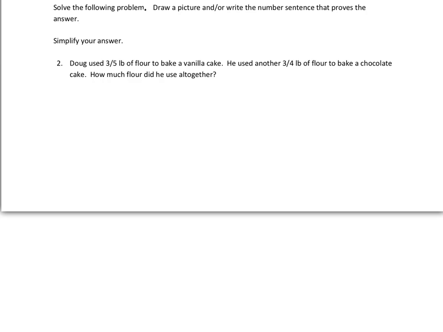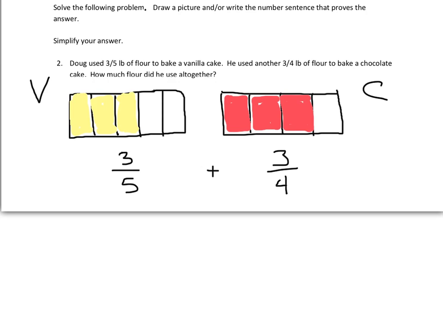We're going to start by drawing pictures for each of the two fractions. We have our two fraction models shown. We have 3/5 for the vanilla cake and we have 3/4 for the chocolate cake. What we need to do now is find a common denominator. The first denominator is a 5, the next is a 4. So if we multiply them together, we can get a denominator of 20. So what I need to do now is take the pictures and split them into 20 pieces.